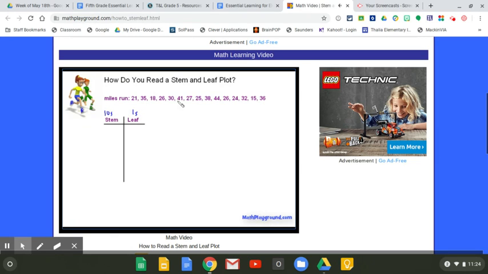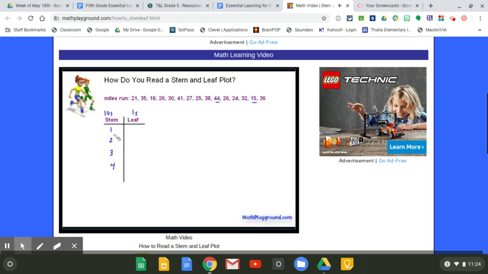Looking over the data, we see that the lowest number of miles is 15, and the highest number of miles is 44. So our tens digit, or our stem, is going to range from 1 to 4. So let's place those values in our stem column: 1, 2, 3, 4. In our leaf column, we're going to place our ones digits.